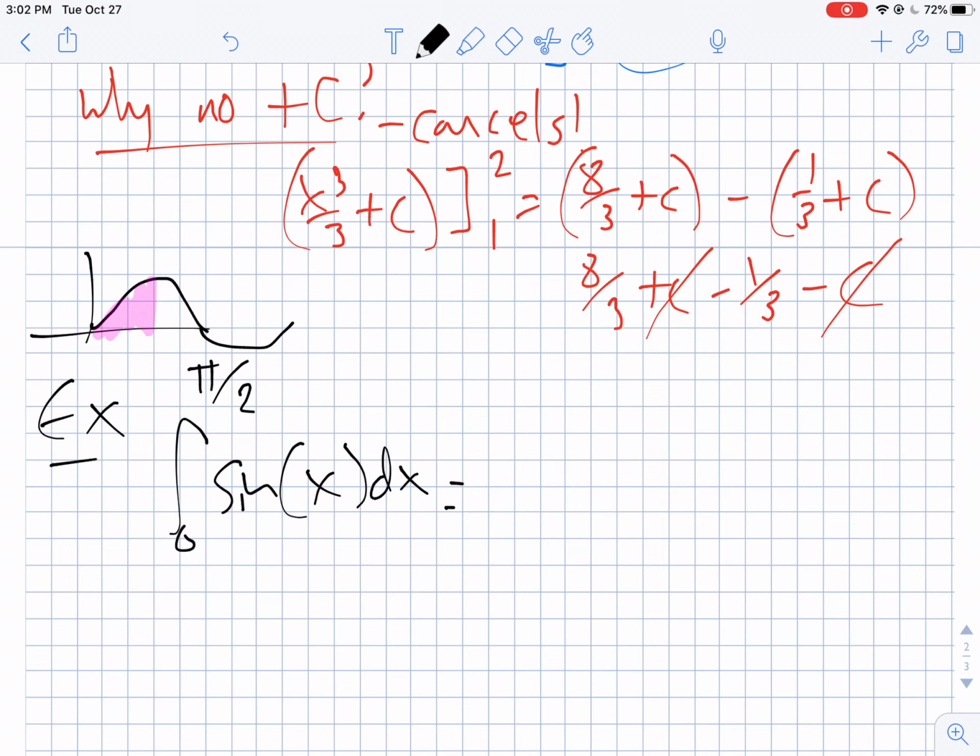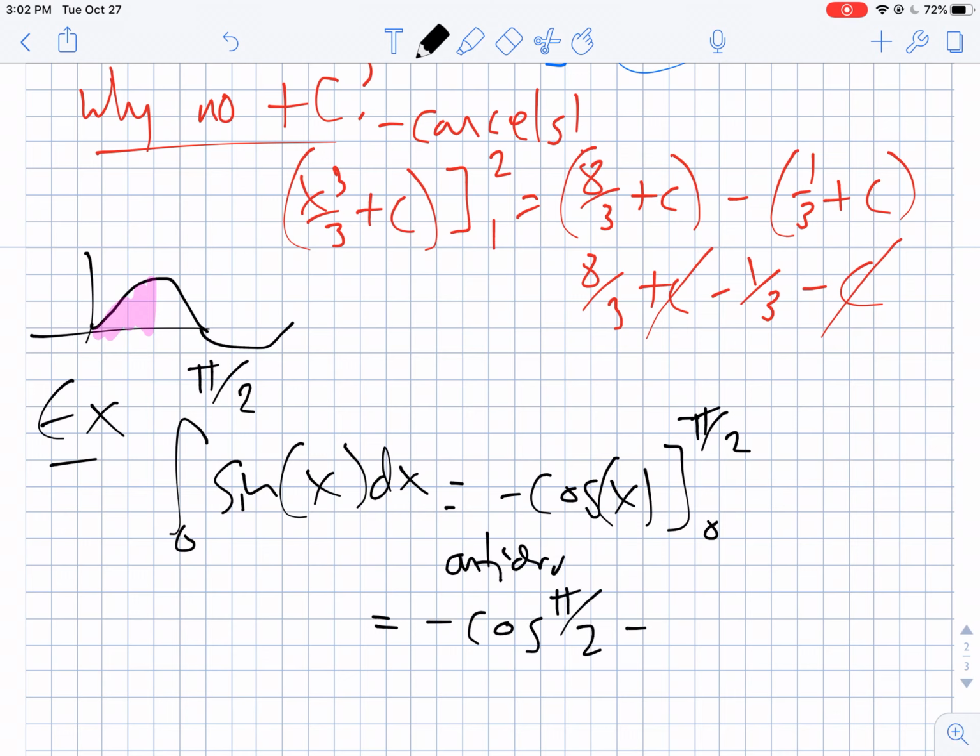Okay, so first off, we think, what is the antiderivative of sine? Derivative of cosine is negative sine, so that'll be negative cosine of x, going from 0 to pi over 2. So what that's going to be is negative cosine of pi over 2 minus negative cosine of 0.